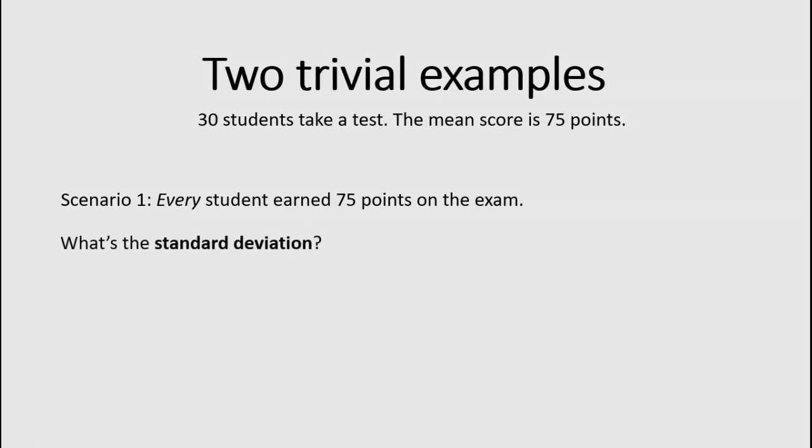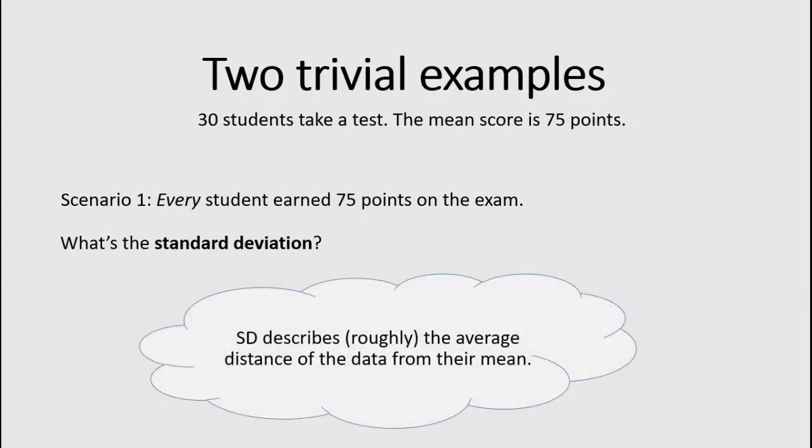Well, what should the standard deviation of these 30 identical test scores be in this case? Let's think back to our initial intuitive idea of the standard deviation. The standard deviation describes, roughly, the average distance of the data from the mean. This should tell us what the standard deviation is here. Since everyone scored a 75, no one varied from the mean at all. There was no deviation from the mean. Thus, everyone's individual distance from the mean was 0. So the average distance from the mean was 0 too, and hence our intuition guides us to the correct answer that the standard deviation in this case is 0.